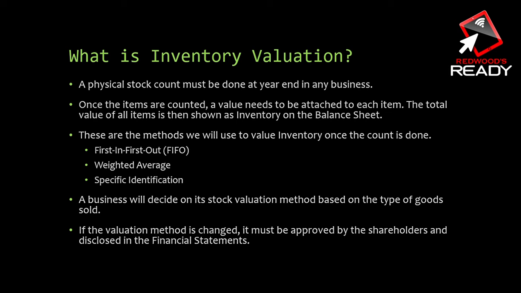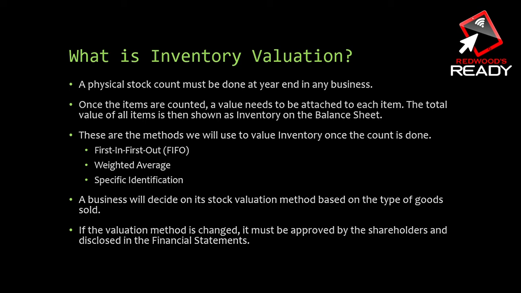Now we're going to have to do a lot of questions on these different methods so that you know each one of them, because in exams you can get just one or two or all three. Often they ask you to do comparisons, etc. So you have to know all of them. A business decides on its stock valuation method based on the type of goods sold. So businesses that sell pretty expensive big items will consider specific identification. More general items would be first in, first out. And high volumes of small items could be weighted average.